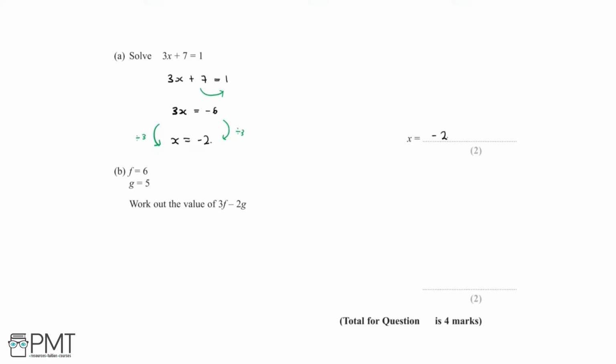Now in part B, we're told that f is equal to 6 and g is equal to 5. We need to work out the value of 3f minus 2g. So let's substitute these values in. 3f is equal to 3 multiplied by f. F is equal to 6, and so 3f is equal to 3 multiplied by 6. Then we have 2g, which is the same as 2 multiplied by g. G is equal to 5, and so 2g is equal to 2 multiplied by 5.